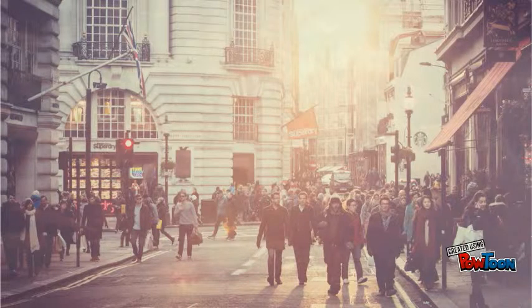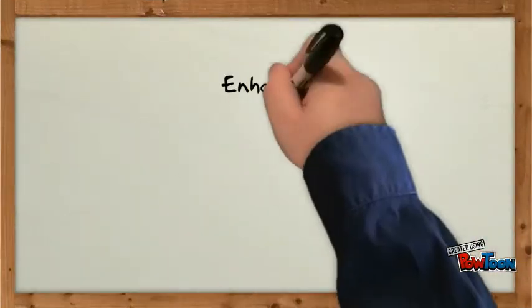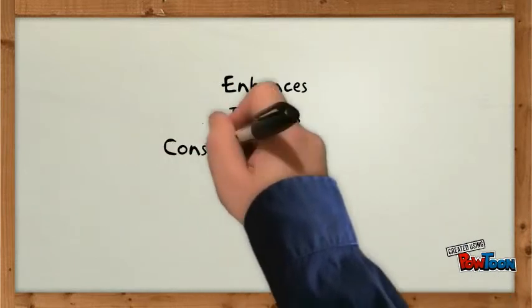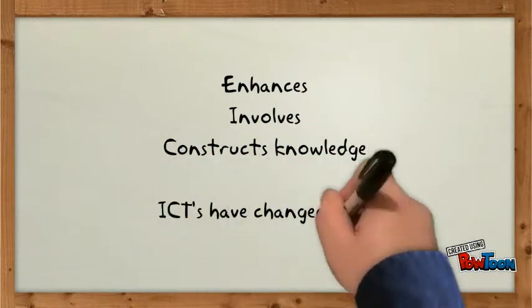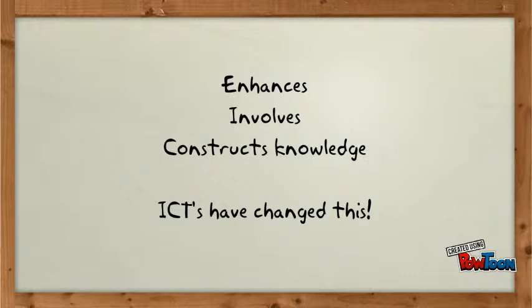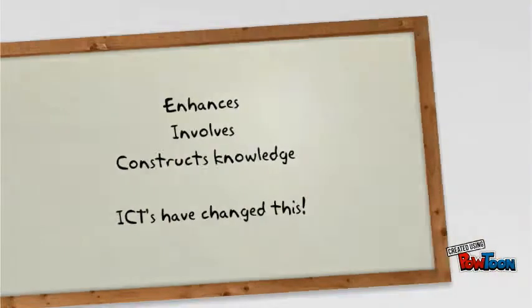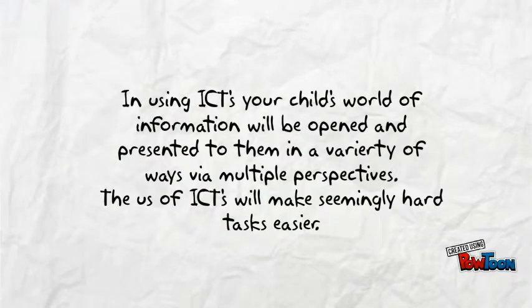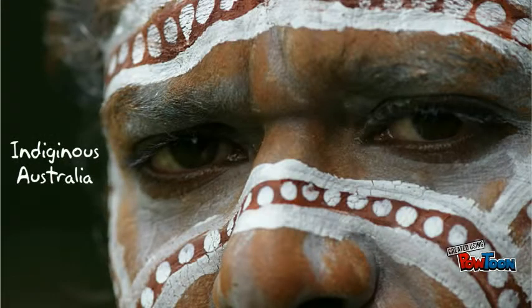Our history classes have changed with the use of ICTs. ICTs are aiding your child, enhancing how your child learns. Rather than passively learning like traditional classes, ICTs involve your child in the process of constructing knowledge. ICTs provide your child with a magnitude of information at their fingertips, presented in a variety of ways from multiple perspectives. ICTs make seemingly hard tasks easier and boring tasks more interesting.